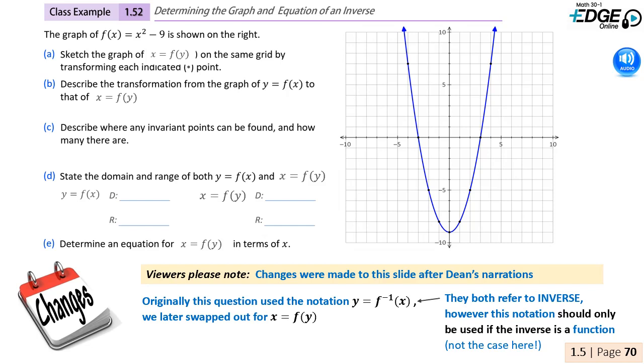Note that the original function is f of x equals x squared minus 9. This is a basic parabola that has been translated 9 units down. We'll first be asked to sketch the graph of the inverse on the same grid, and to make sure to indicate the transformed or corresponding points for each of the points highlighted with the dot.